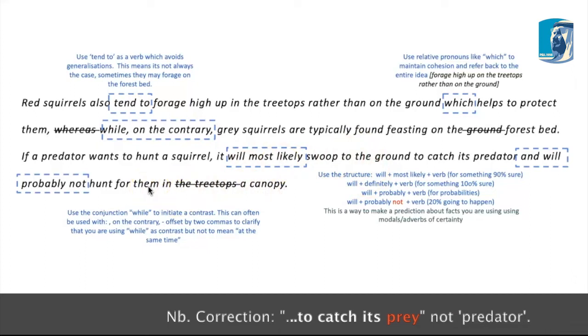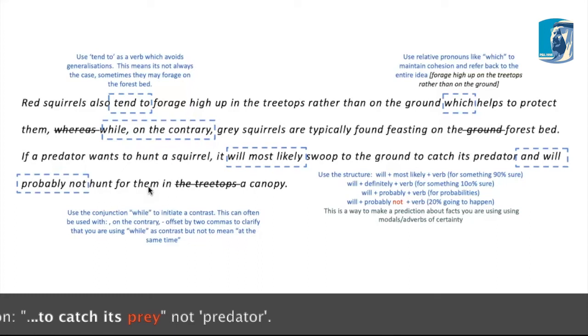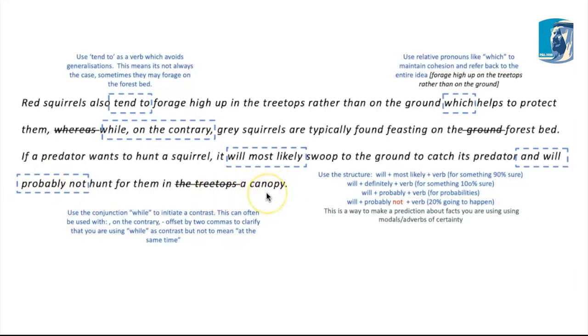Look at this very sophisticated way of saying that the grey squirrel is more in danger than the red squirrel. So it's actually summarising what the lifestyle is like for the red and the grey squirrel. The red squirrel is less likely to be hunted because it's in the treetops, or I've used "canopy", whereas the grey squirrel is most likely going to be hunted. So using an if construction with "most likely" helps to add predictive language. "Will definitely" is for something which you're 100% sure of, "will probably" for probabilities, and "will probably not" here we've used to show that it's not really going to happen. So this is a good way to make predictions about the facts that you're using, with those modals and adverbs of certainty.